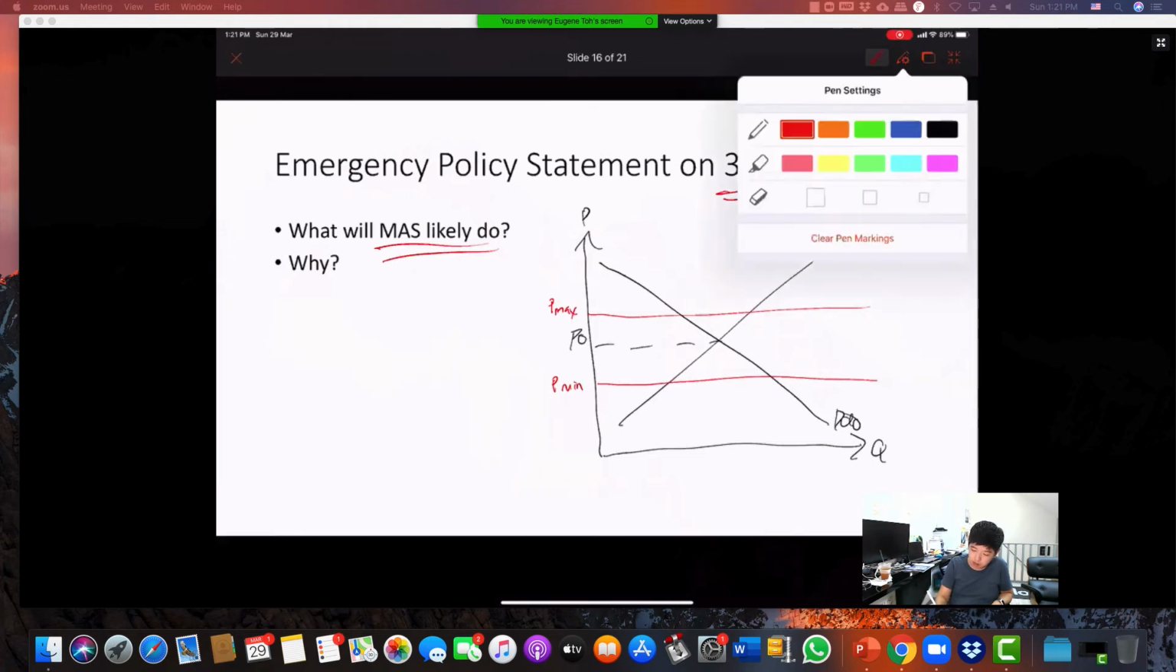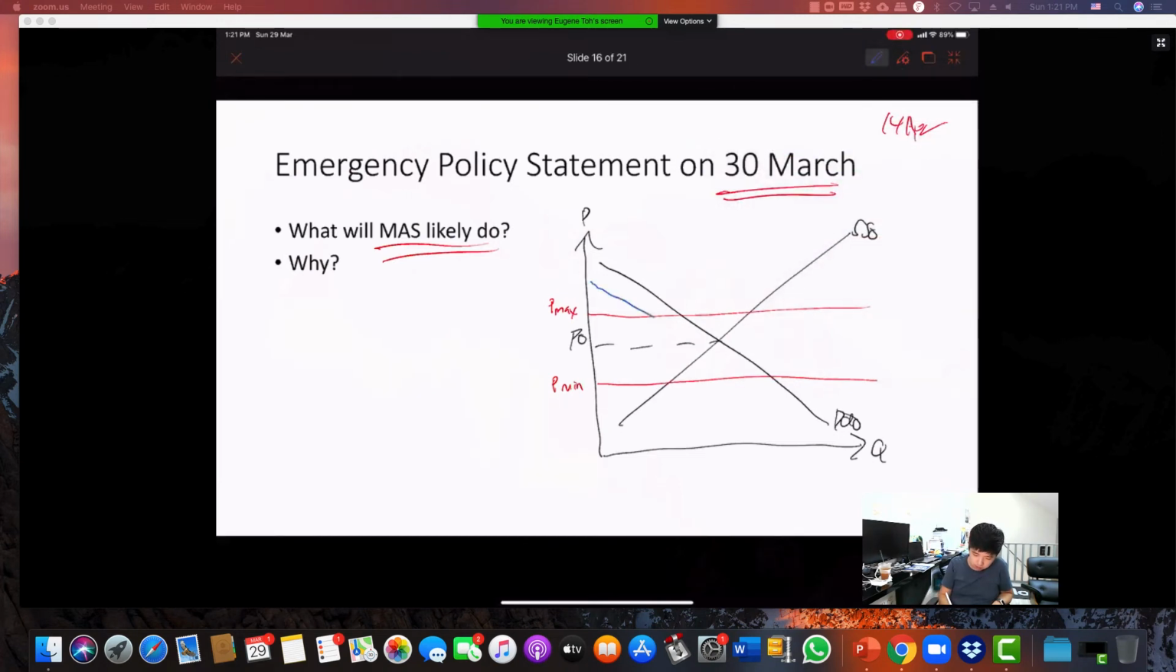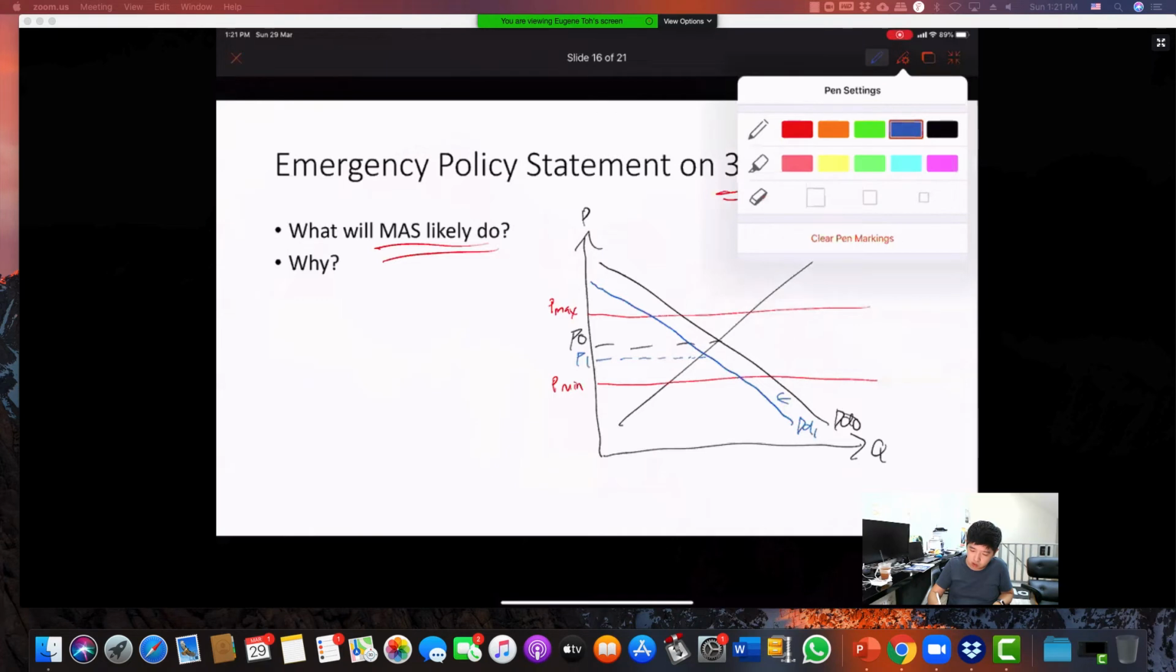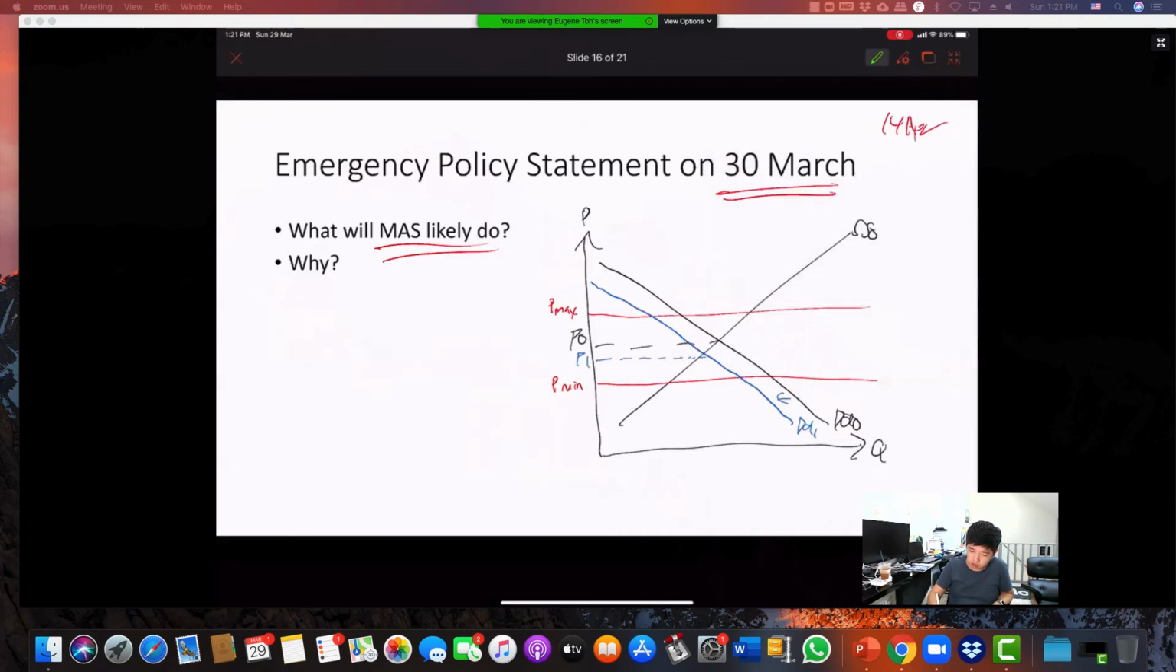Let's draw that out and see what happens as a result of the fall in demand for the Sing dollar. If there was a fall in demand for the Sing dollar, the price actually falls from P0 to P1, correct? Which remains within the band, right? What does recentering of the band mean? Recentering of the band means we take P1 now as the new reference point. So what MAS will basically do is take P1 now as the new reference point, and then they will say, okay, now this will be P max.